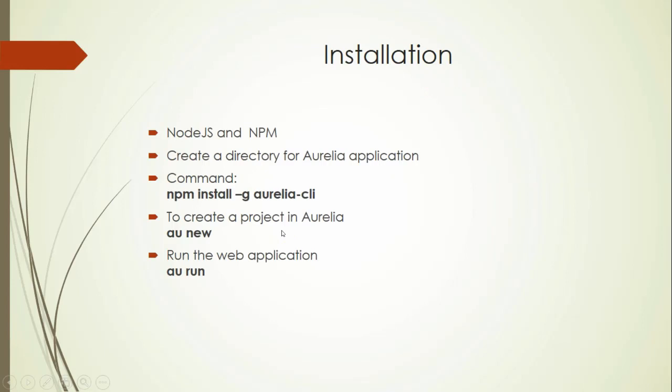Now let's get started with the installation process. First I'll show you the official website for Aurelia. Then we will go through Node.js and the npm package manager installation. After that, we'll create a directory for the Aurelia application. Following that, we'll have the set of commands, and then we will run the Aurelia application. This will complete the basic environmental setup of an Aurelia application.